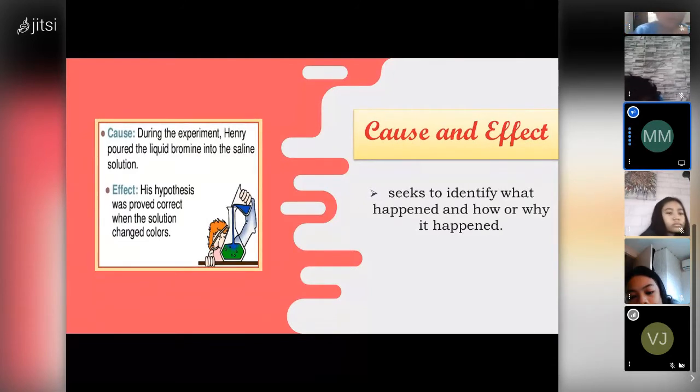Another example. Trish, can you turn on your microphone? Trish? Okay, still, you cannot turn on your microphone. It's so low. Okay.